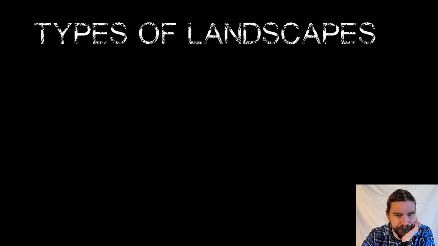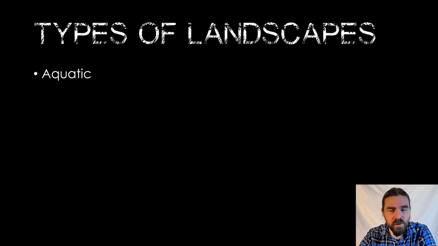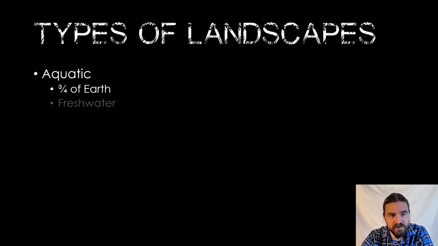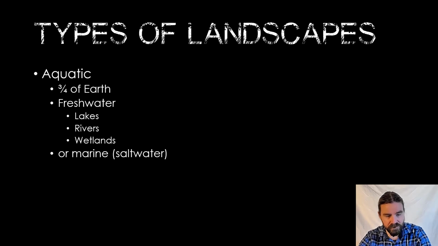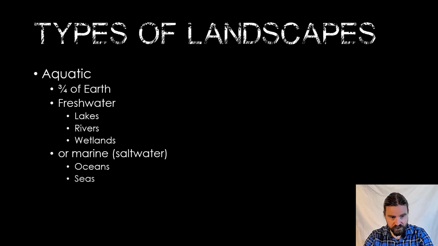Anyway, and no, this is not quite the last one. We're getting there. Next one, aquatic landscapes. So 3/4 of Earth is aquatic landscapes, and it's made up of 2 types. You've got freshwater, that's lakes, rivers, and wetlands, and then you've got marine aquatic landscapes, or saltwater if you want to call it that, and that's like oceans, seas. The oceans are bigger than seas, that's a simple way to think of it. Yeah, I think there's only like 5 oceans.